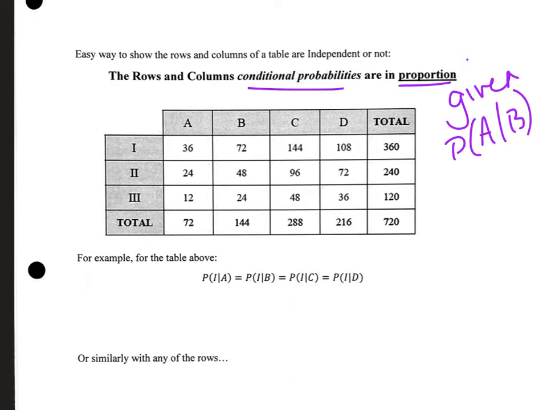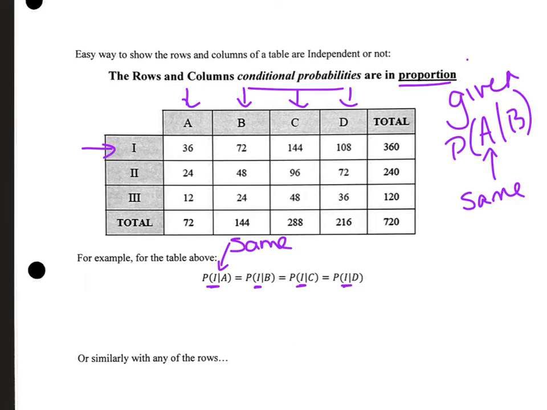So what that means is, notice this says 1, 1, 1, 1, Roman numeral 1. That's the thing that needs to be the same. The first element in the conditional probability must be the same, and you must do it for the entire row or the entire column. So we have to do it for A, B, C, and D. You just can't do it for A and B. You have to do it for the whole thing.